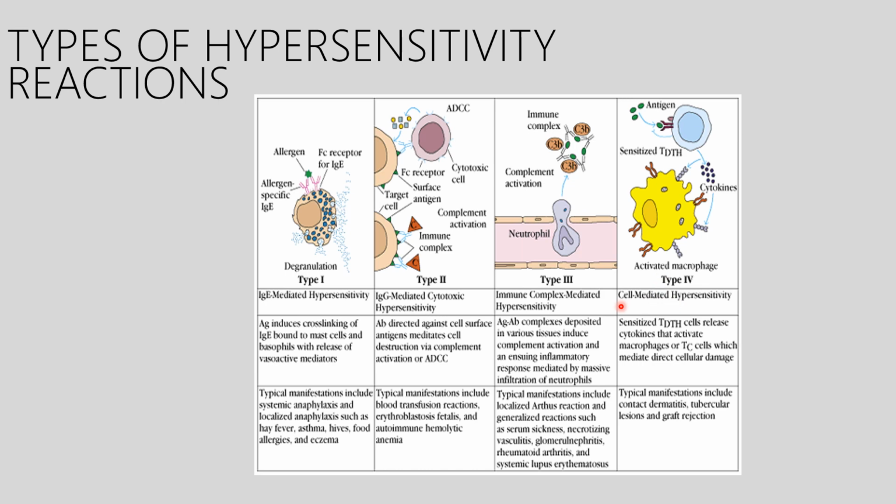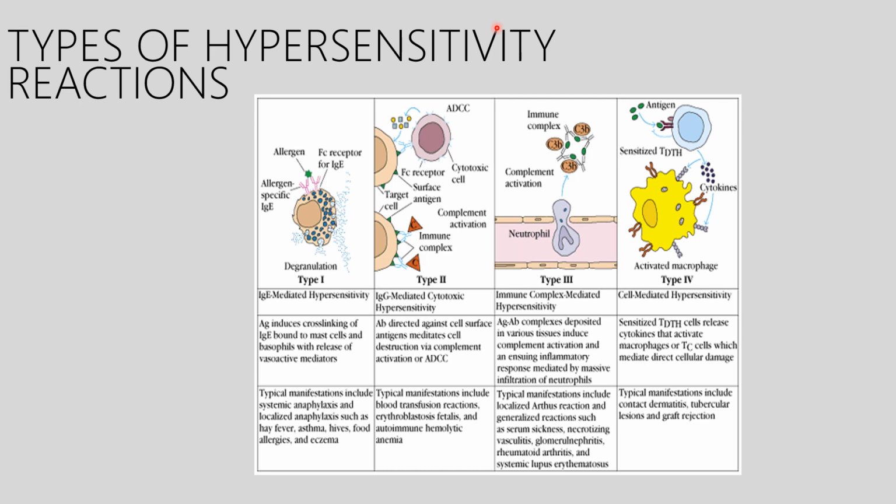Type 4 is also termed cell-mediated or delayed type of hypersensitivity. It happens when a sensitized T cell releases cytokines that activate macrophages or cytotoxic T cells, which mediate direct cellular damage. So what are the typical manifestations of type 4 hypersensitivity? These are contact dermatitis, tuberculosis, and also graft rejection.